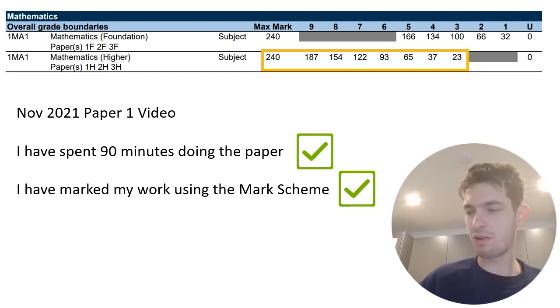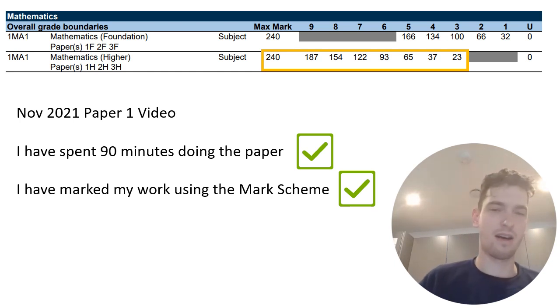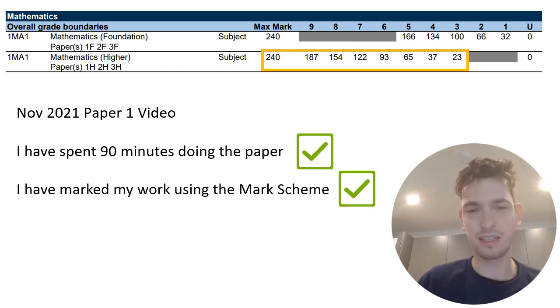This is the first of the papers that I set you from the November 2021 series. At the top, I put the grade boundaries on for this particular year. Out of the three papers, each paper is out of 80, so a total of 240. To get a 9, that is 187, so you would need to divide that by 3, that's about 62, 63 marks per paper. To get an 8, you divide 154 by 3, etc.